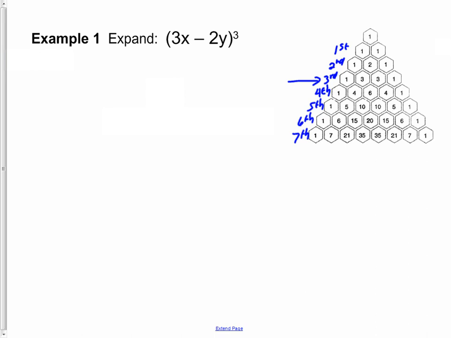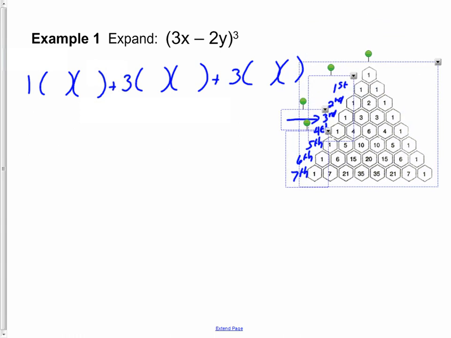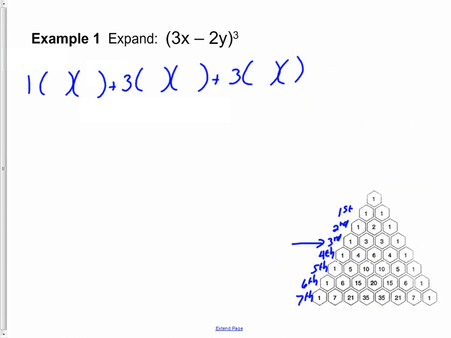1, 3, 3, 1. So if I go 1, and then I'm going to put two parentheses, and then I'll do plus 3, two parentheses, plus another 3 here with two parentheses. And I'm going to take my triangle here, Pascal's triangle, and move it down. Okay. And then we have the last number, which is 1, and then I'll have two parentheses. So all I did was use the numbers in row 3 and put them outside the two parentheses.